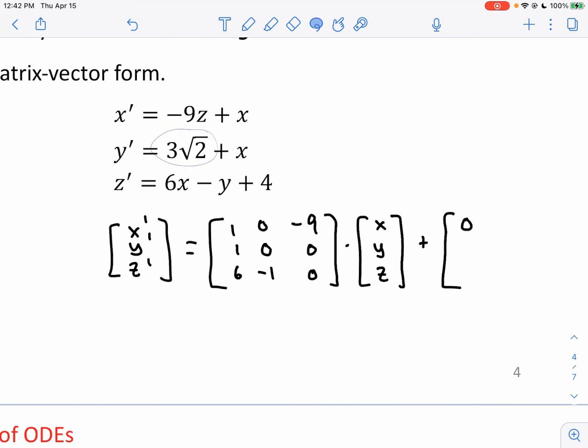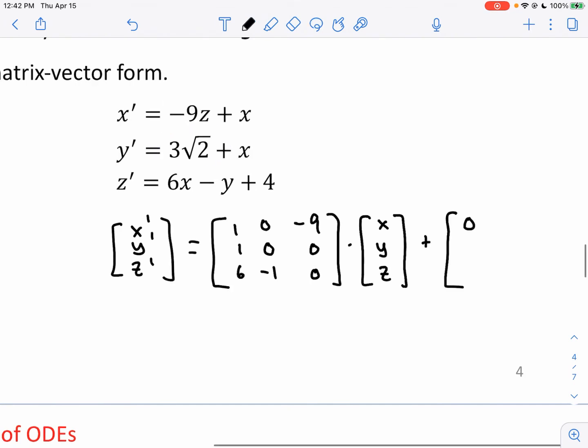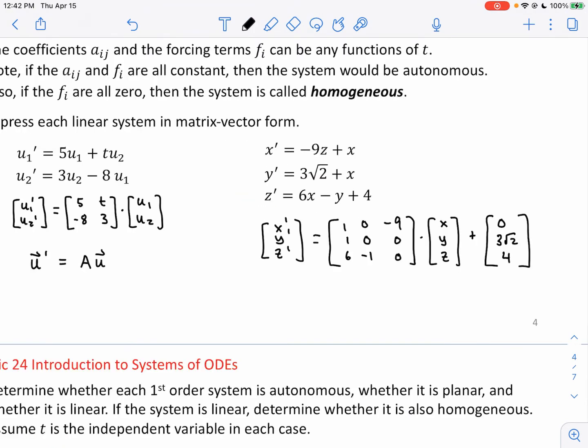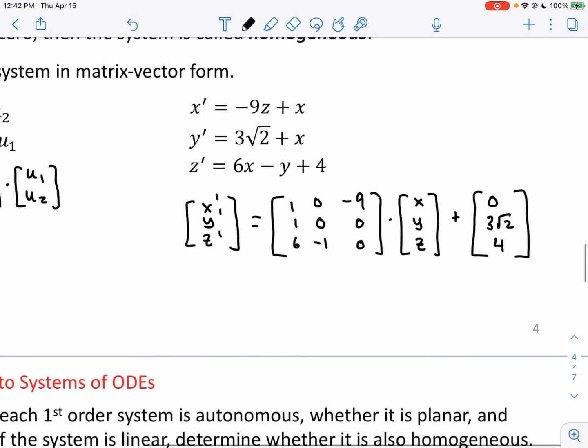But the second equation has this 3 root 2. That's not a coefficient of x, y, or z. So we need to have that involved by adding the second forcing function, this 3 root 2. So that needs to be in this position. And then in the third equation, we have this free floating 4. That needs to be right there. So this is how we express this system in matrix form.